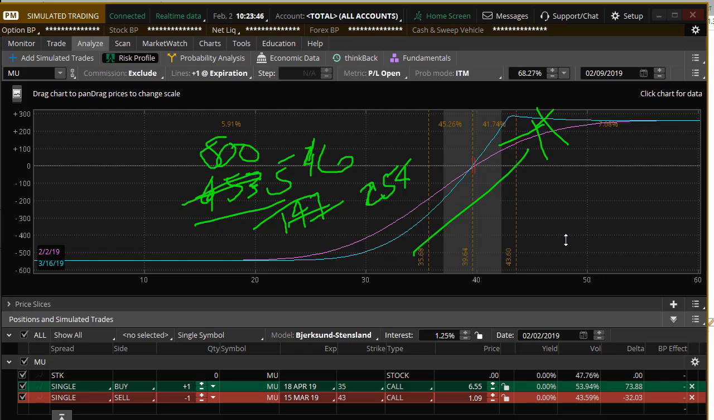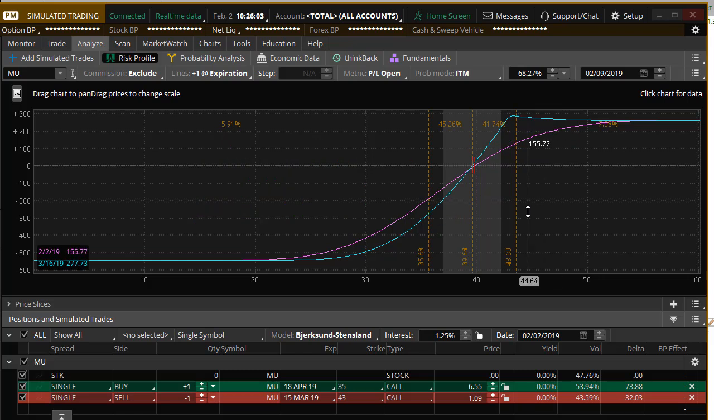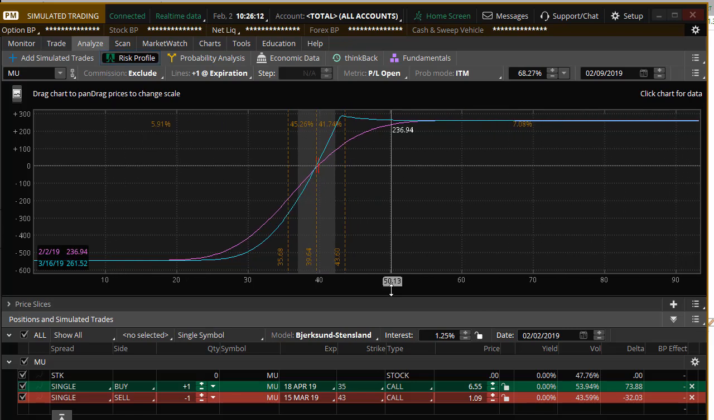All right. But what if the stock doesn't go up to 43? Well, yeah, your max profit. Just look at it if you use your Analyze tab over here, see this bottom corner over here? The blue line is expiration, okay? So our max loss on this trade is $546. What's our max profit on the trade? Move up here, $258.